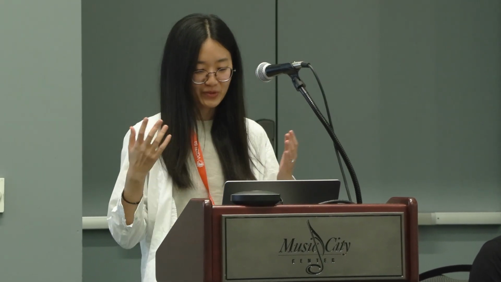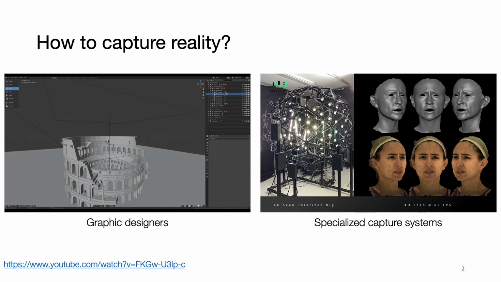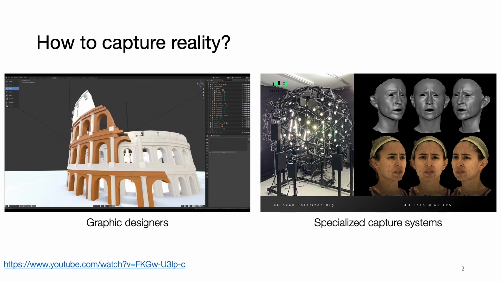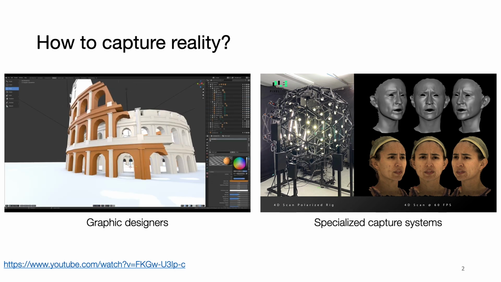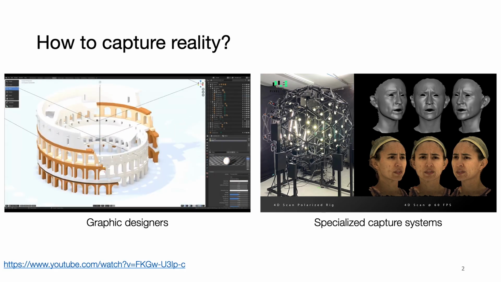So if our goal is to capture reality of our world, how should we do this? Traditionally, there are a few ways. One way is to have graphic designers design the models, but that's very time-consuming, and it's a lot of manual work. Alternatively, we can have a specialized capture system like this scan rig, but it's a controlled setting and it's very expensive. Both can produce very high-quality output, but they're not really scalable.